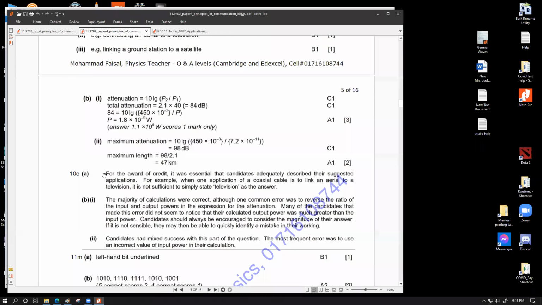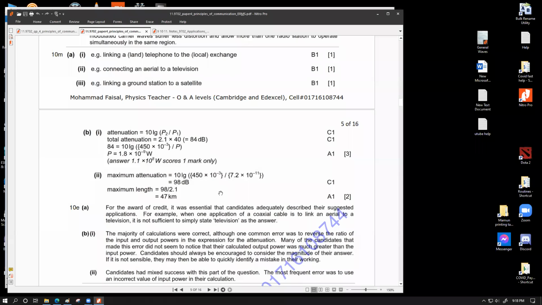Okay, these are all examples. So let's have a look at the mark scheme. For out of characters, essentially, can is adequate to describe their searched application. For example, when one application is to link an aerial to a television, it is not sufficient to simply state television as the answer. Okay, you have to elaborate your answer. So mentioning television is not good enough.